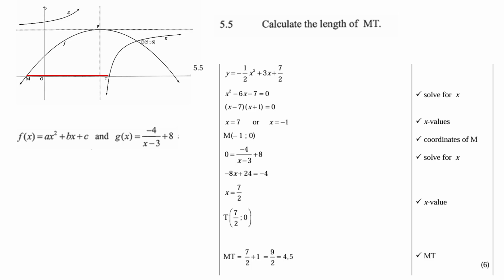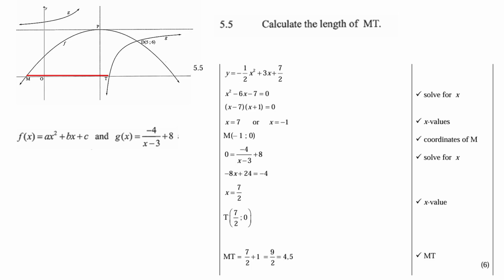Question 5.5, find the length of MT. So to find MT, I need coordinates of M and I need coordinates of T. Now, of course, M is where the parabola touches the x-axis, so that is where y is 0. So take the formula of the parabola, which we got from the previous question, multiply by 2, simplify, factorize, then we get (x - 7) and (x + 1). So therefore, M will be -1 because it lies on the negative side of the x-axis, right? So M is (-1; 0).